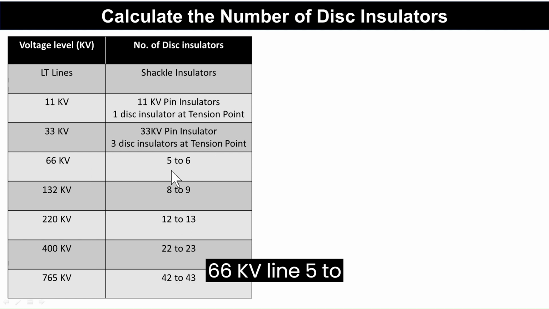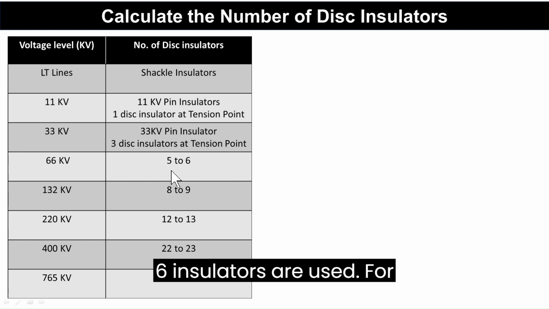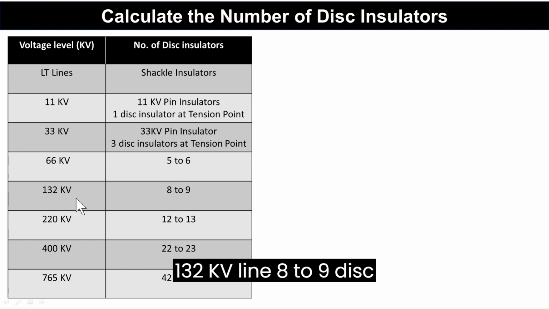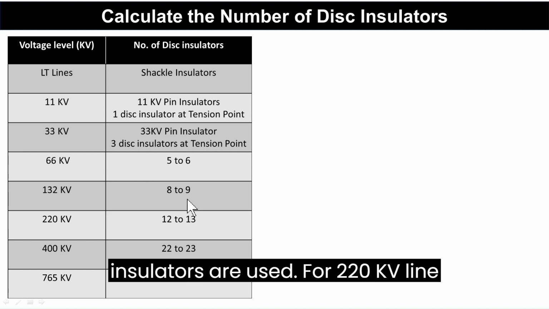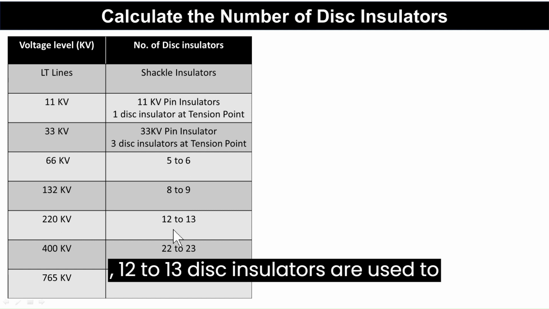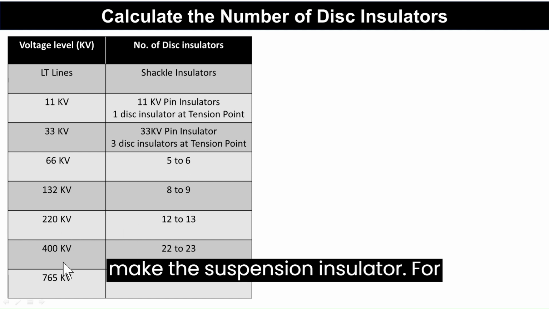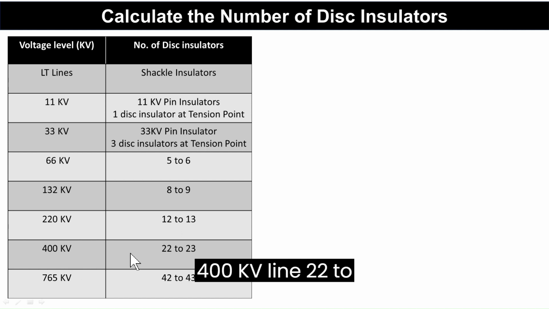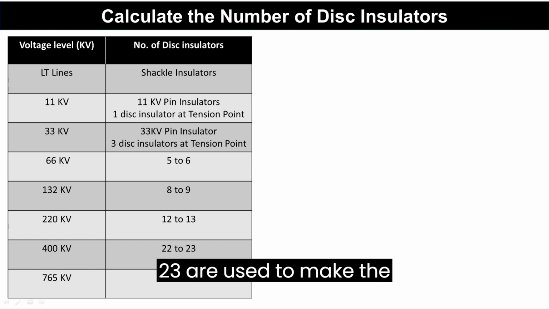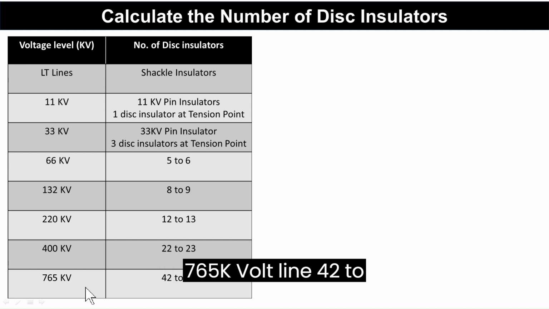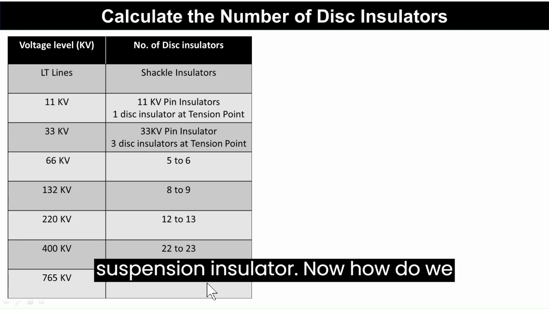For 66 kV line, 5 to 6 disc insulators are used. For 132 kV line, 8 to 9 disc insulators are used. For 220 kV line, 12 to 13 disc insulators are used to make the suspension insulator. For 400 kV line, 22 to 23 disc insulators are used to make the suspension insulator. For 765 kV line, 42 to 43 disc insulators are used to make the suspension insulator.